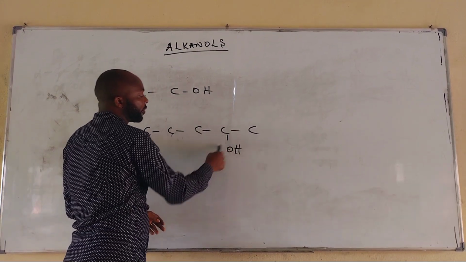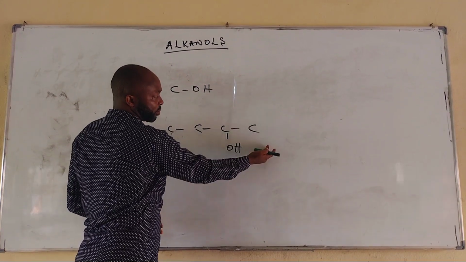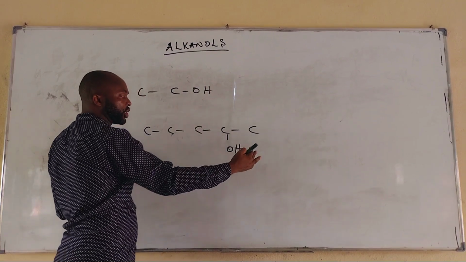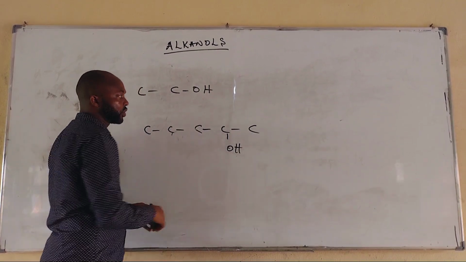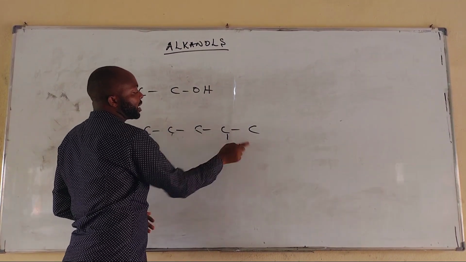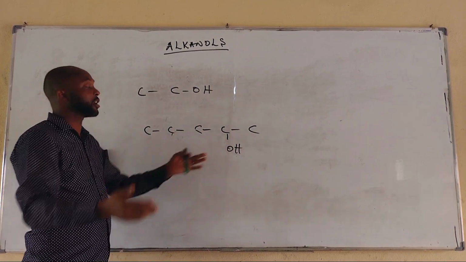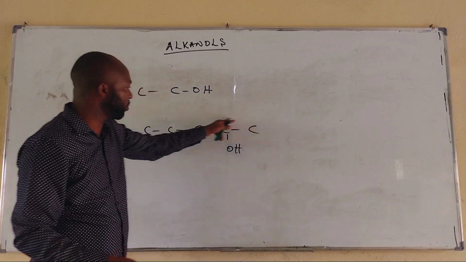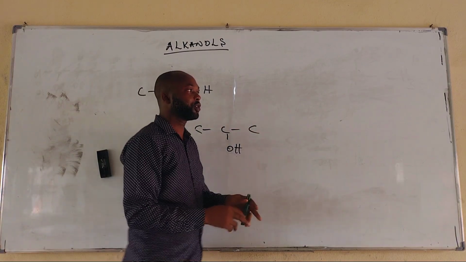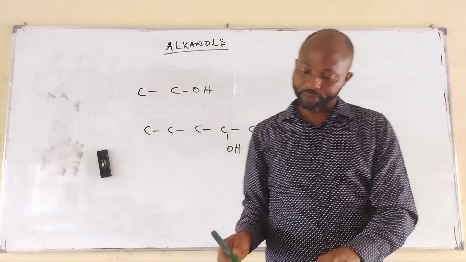So the position of the OH must be the lowest possible when you count your parent chain and not the other way. So the positions of the locant here is 2 from this direction and 4 from this direction. 4 is higher than 2. So we must start the numbering from this direction, which is 2 pentanol.